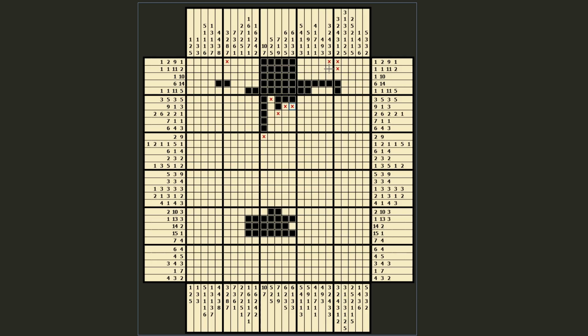What about this 11? This 11 has to be over here. That's a 1. That's a 5. And this is the 9. Nice. It's very great to be able to knock that off so early, because that will give us a lot of information.